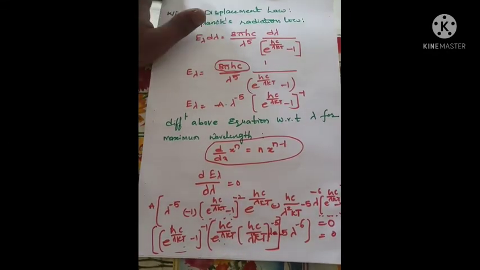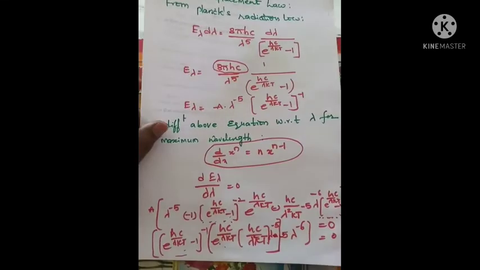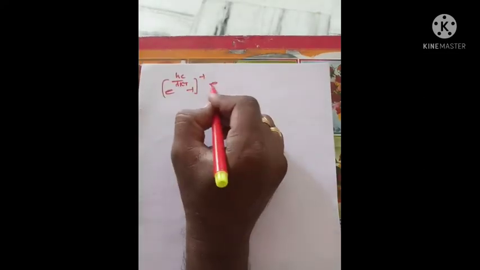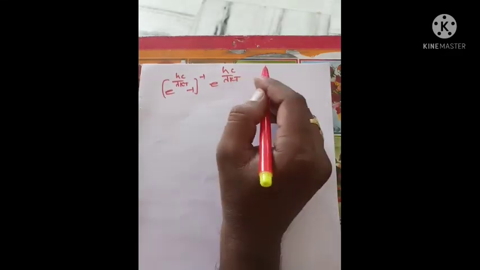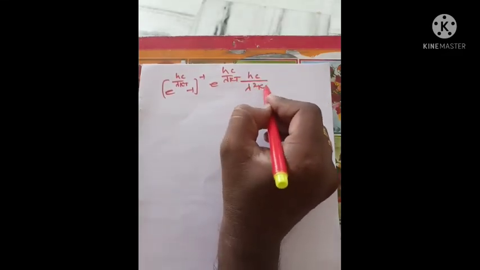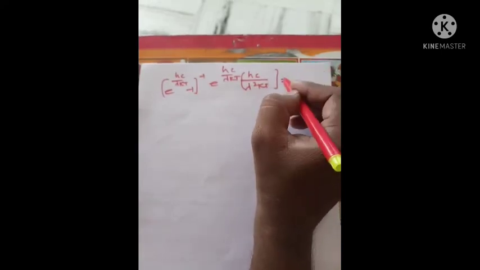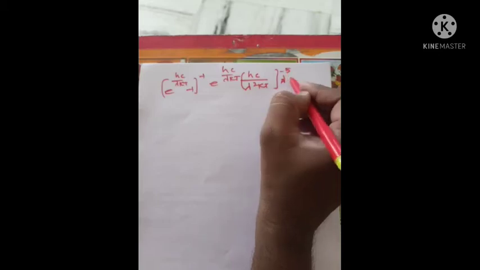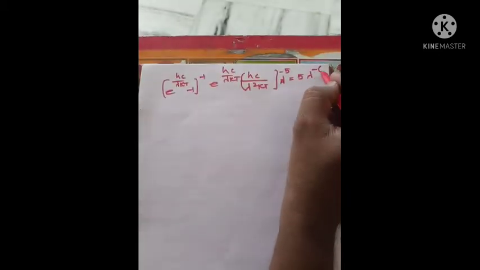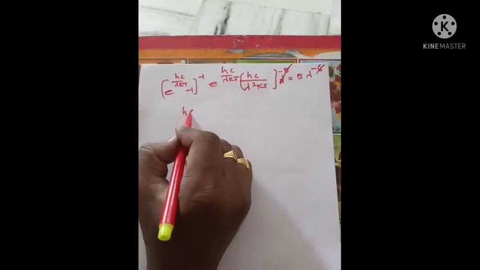Now let us see, from this equation what we get. Finally we get (e to the power of hc by lambda kT minus 1) whole to the power of -1 into e to the power of hc by lambda kT into hc by lambda square kT, equal to the term lambda to the power of -5 equal to 5 into lambda to the power of -6. We know that this one and this one cancel, and finally we have the term hc by lambda square.